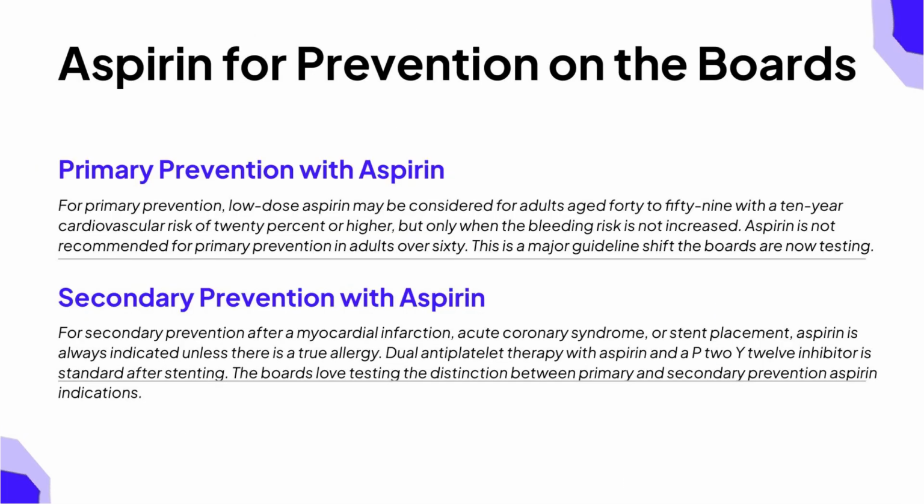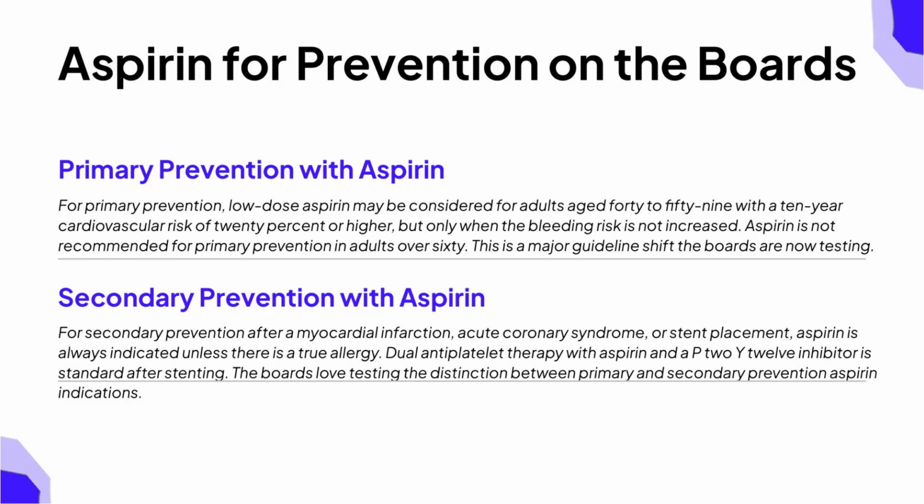Let us review aspirin for cardiovascular prevention, because the guidelines have shifted and the boards are testing this heavily. For primary prevention, low-dose aspirin may be considered for adults aged 40 to 59 years, with a 10-year cardiovascular risk of 20% or higher, but only when the bleeding risk is not increased. This is a shared decision-making conversation. The key change is that aspirin is no longer recommended for routine primary prevention in adults over 60 because the bleeding risk outweighs the benefit.